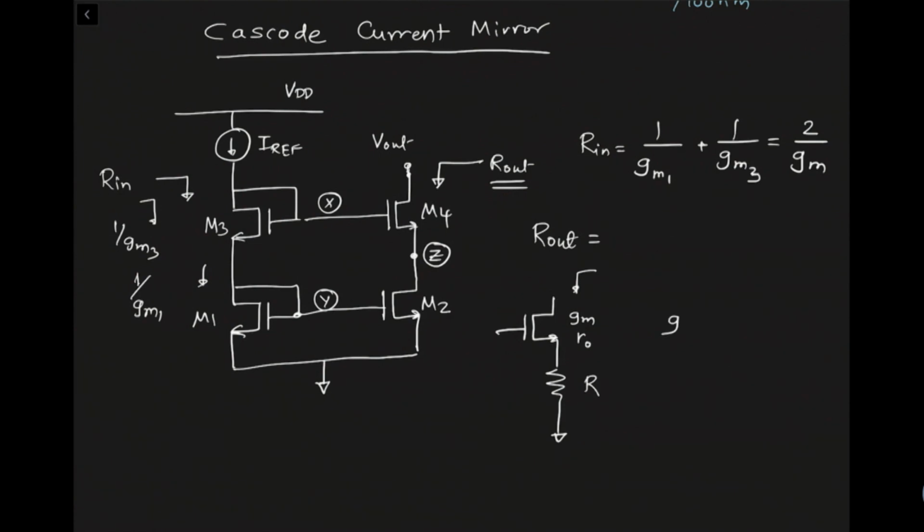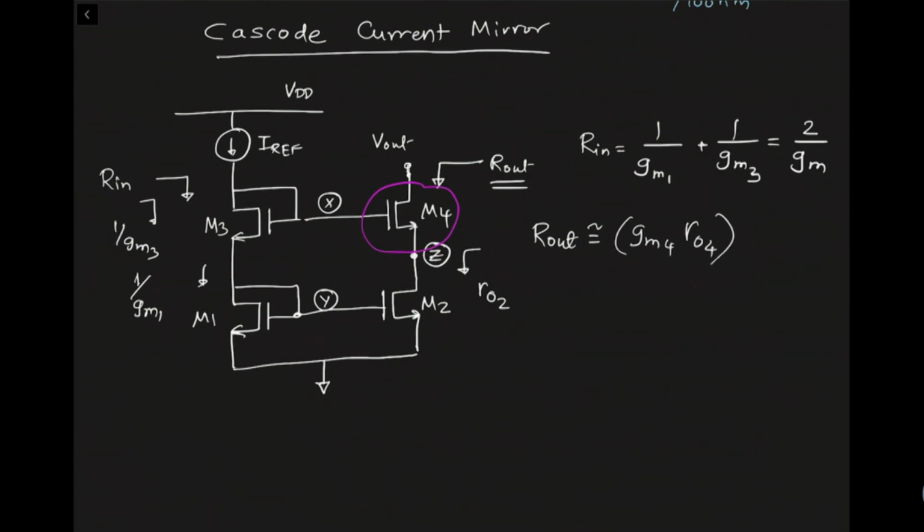We see this R getting multiplied by the gain of the transistor, gm Rout. This is something that we learned earlier, so we could use that principle over here. Now in this particular case, what is the Rout looking down at node Z? That will be equal to RO2, and that will get multiplied by the gm4 RO4 of the transistor M4. So Rout will look approximately like gm4 RO4, which is the gain of the transistor M4, multiplied by RO2.